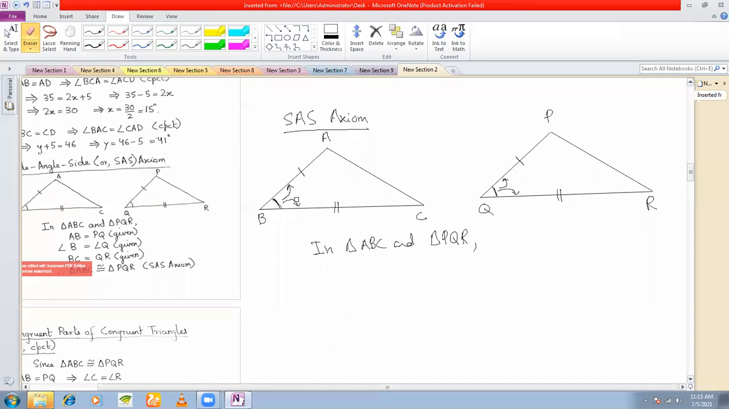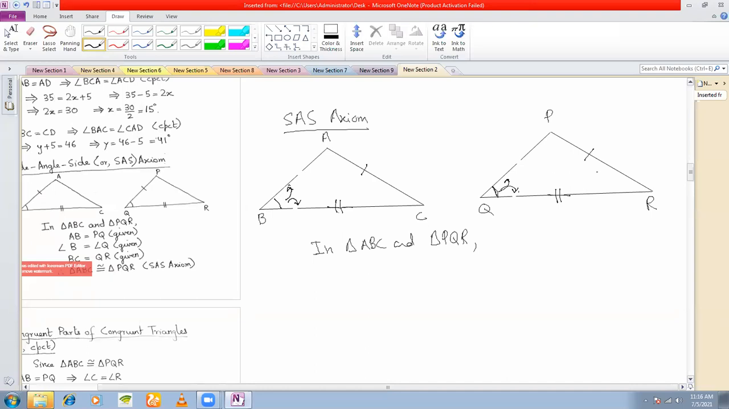Let us say these two angles are given to be equal. Okay, and let us say this side is given equal to this side, and this side is given to be equal to this side. Then we cannot say that the triangles are congruent by SAS. Okay, maybe by some other axiom, but not by SAS. Why? Because you see, this angle includes these two sides only. These two sides have to be given to be equal, right? Then only we can say.